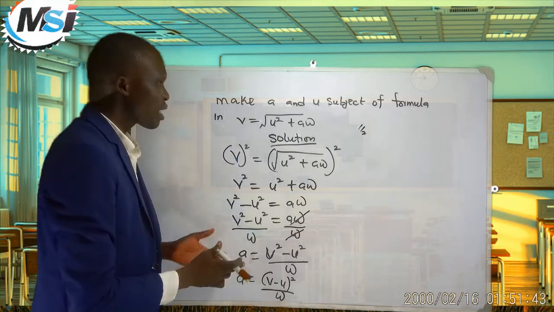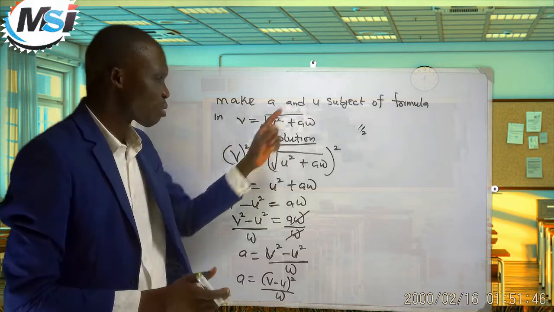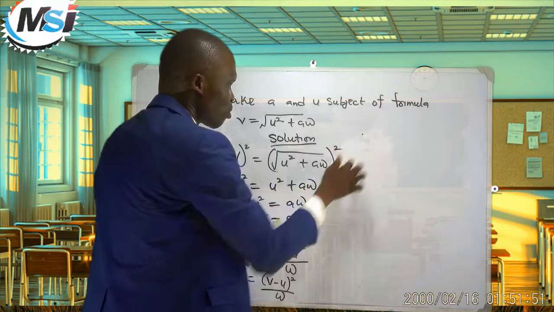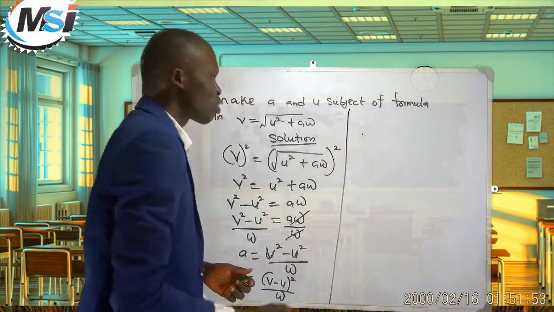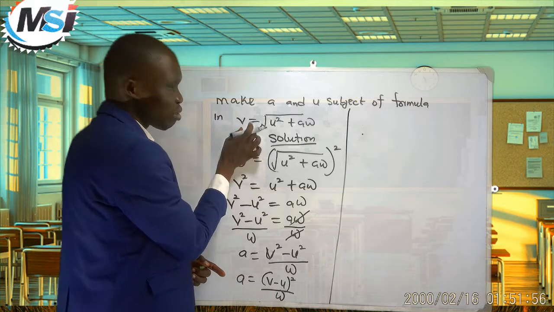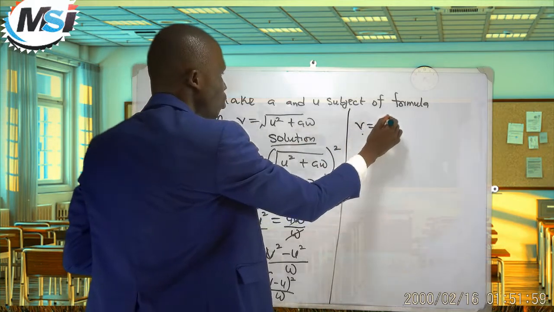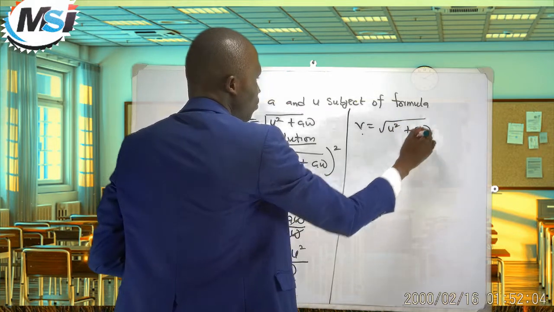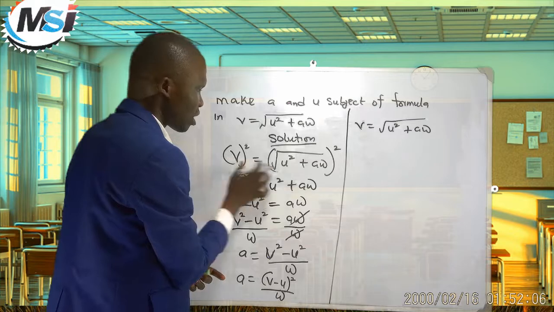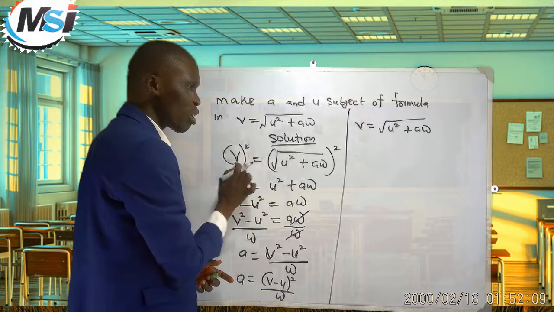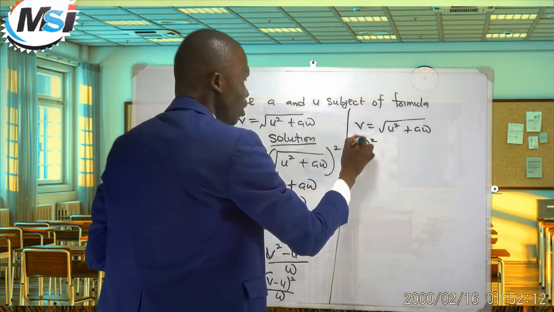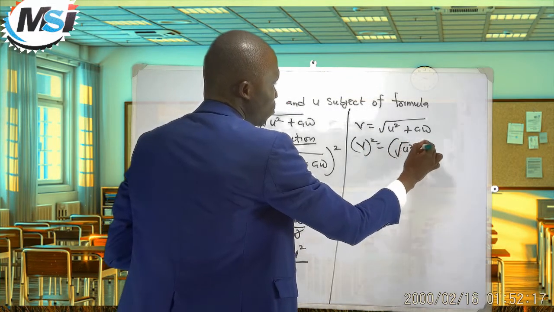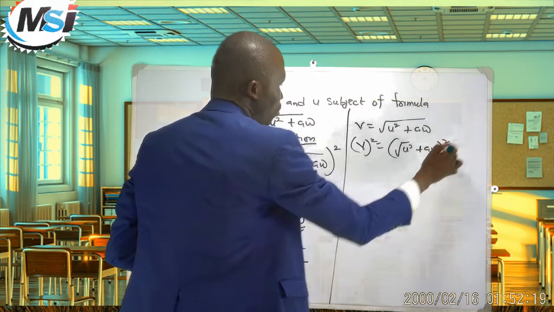Now, we want to make u the subject of the formula. So to make u the subject of the formula here, permit me to manage this side. You can repeat the question: v equals the square root of u squared plus AW. What you do here is square both sides. We have v squared equals the square root of u squared plus AW, squared on both sides.